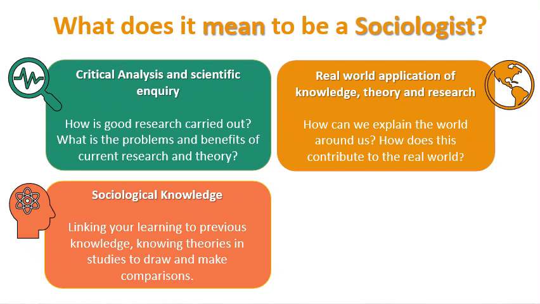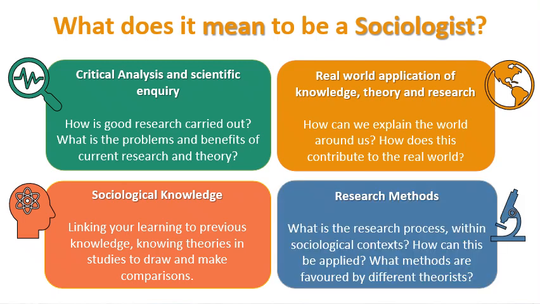We look at sociological knowledge and we link our learning to previous knowledge, knowing theories and studies to draw and make comparisons to be able to put all of these things together. And very importantly, we look at research methods. We look at the research process. We look at different sociological contexts and how this can be applied and what methods are favoured by different theorists in sociology.